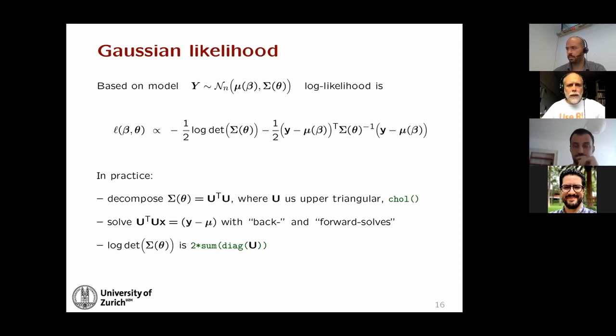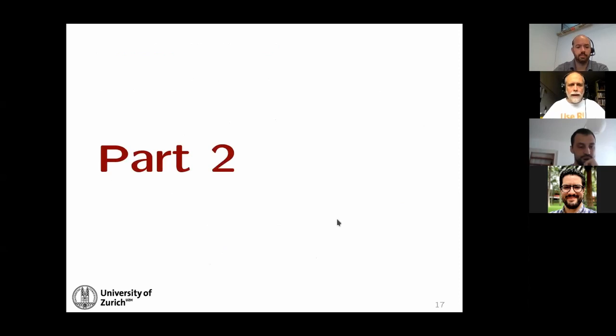And we solve the likelihood by decomposing my covariance matrix in lower and upper triangular matrix via a Cholesky factorization. And then for prediction, just a couple of back solves. For the likelihood, because I have already this triangular matrix, then the log determinant is straightforward. And I think there is a log missing in this equation here. Yeah, there should be 2 times the sum of the log diag of U. Sorry about that. Good. Okay, so here I'm going to stop sharing this PDF.